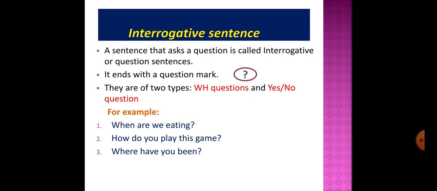Next, interrogative sentence. A sentence that asks a question is called an interrogative or question sentence. It ends with a question mark. They are of 2 types, WH questions and yes/no questions. Look at the examples. When are we eating? How do you play this game? Where have you been? All these are interrogative sentences or WH questions because they start with a question word and end with a question mark.